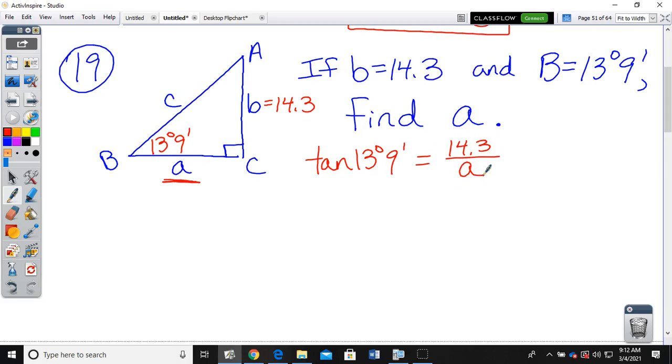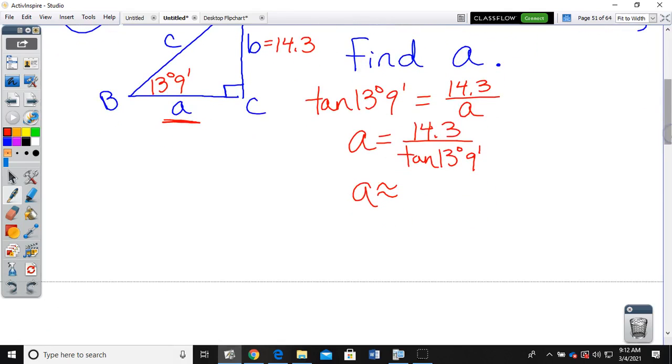What do I do with the A and the tangent of 13 degrees 9 minutes? I just replace them with each other. I switch them. So A is 14.3 divided by tangent of 13 degrees 9 minutes. If you put that in your calculator, you should get 61.2. Everybody good?